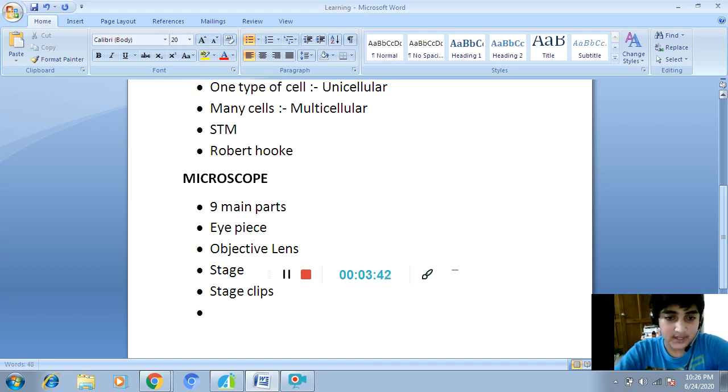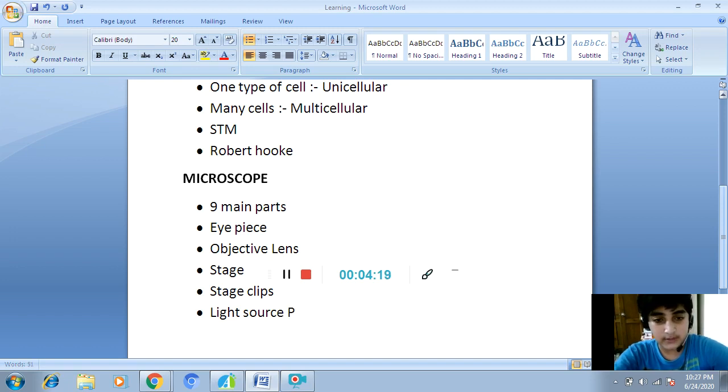And then we move on to the diaphragm. It usually mirrors the light, and it's not found in usual microscopes, so it's not one of the main parts. And then we move on to the light source. This is where the light comes. The light is switched on to brighten up the specimen on the stage.